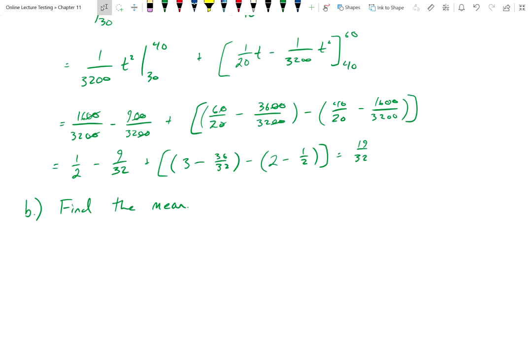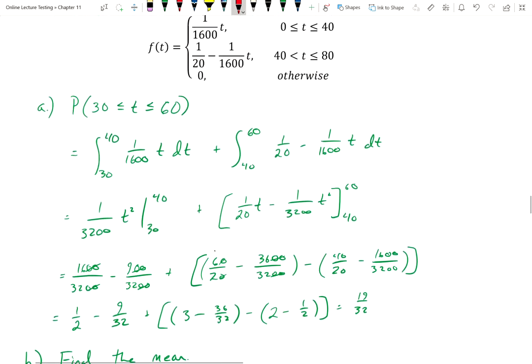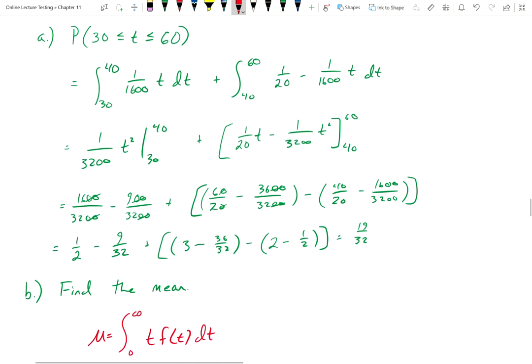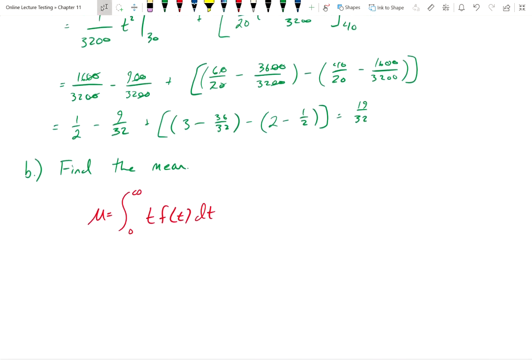All right, so we're back. So here, you got to be careful. Our mean is from 0 to infinity of t f of t dt. Again, going back up here, the reason I know it's from 0 to infinity is we have 0 to 40, 40 to 80, and then otherwise. So we're not dealing with negative time here. That does not make sense. So our interval is from 0 to infinity, which means that we're going to have to write this out a little bit further.